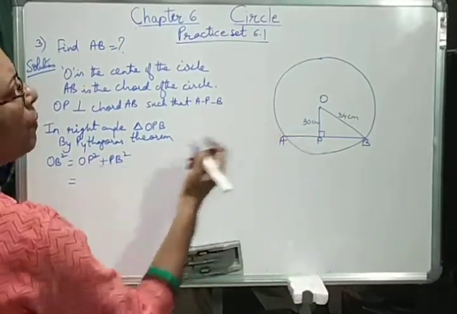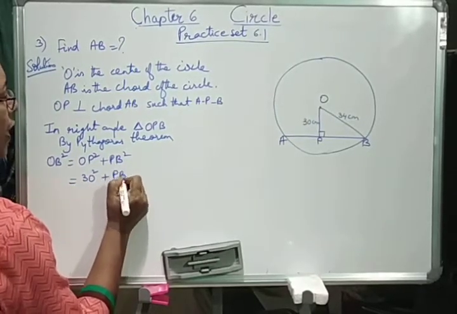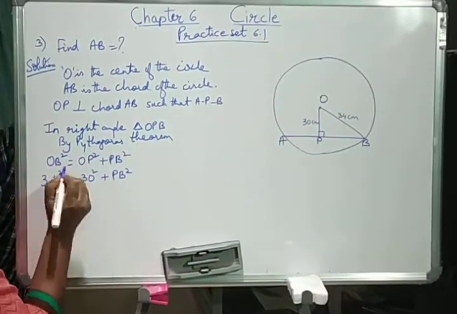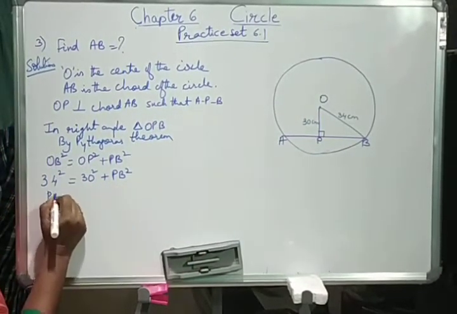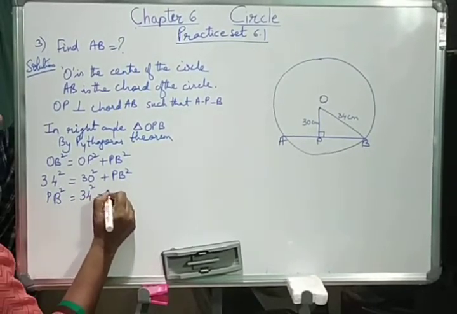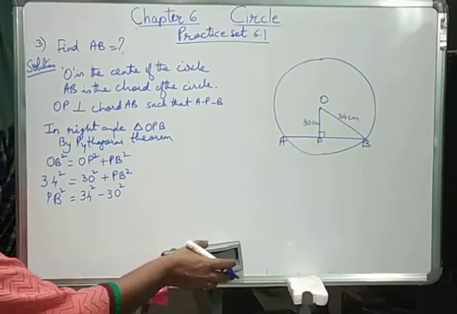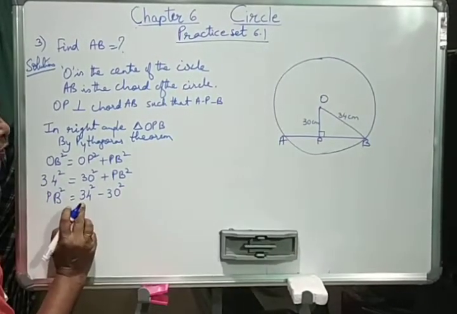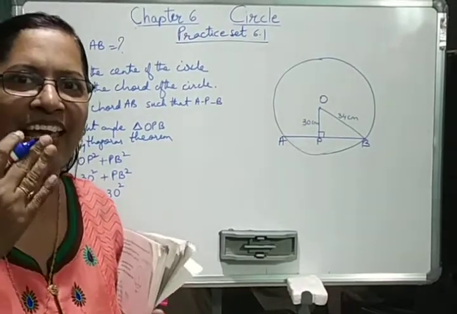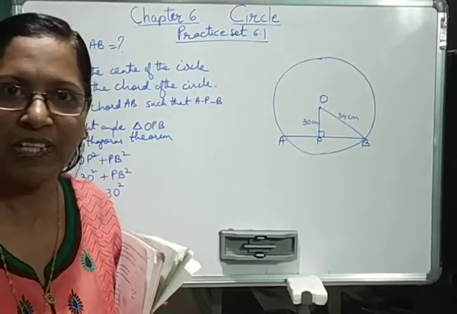Now your OP square is 30 square. PB square we have to find. OB square is 34 square. Now what do we find out? PB square. So it will be 34 square minus 30 square. I'll show you the easy way how to do the calculation. This is A square minus B square. So you know the formula. It is A minus B and A plus B.